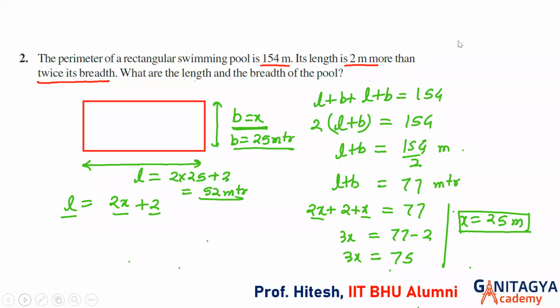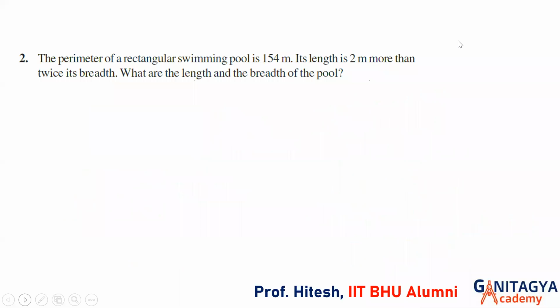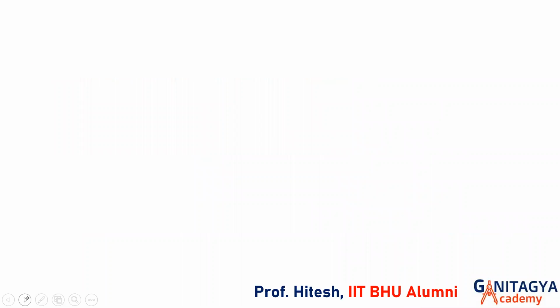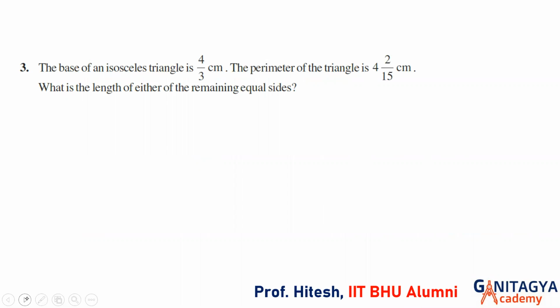And this will be our today's last question. So the next question is, the base of an isosceles triangle is 4 by 3. The perimeter of the triangle is 4 2 by 15 centimeter. What is the length of either of the remaining equal sides? Try to solve this. First write down the question.